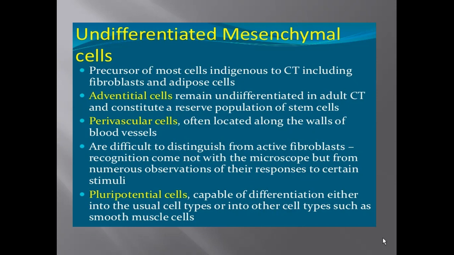For connective tissue, especially for fibroblasts and adipose cells. And then we have three types. Adventitial cells: this type of cell remains undifferentiated into adult connective tissue cells, and also constitutes a reserve in the population of stem cells.